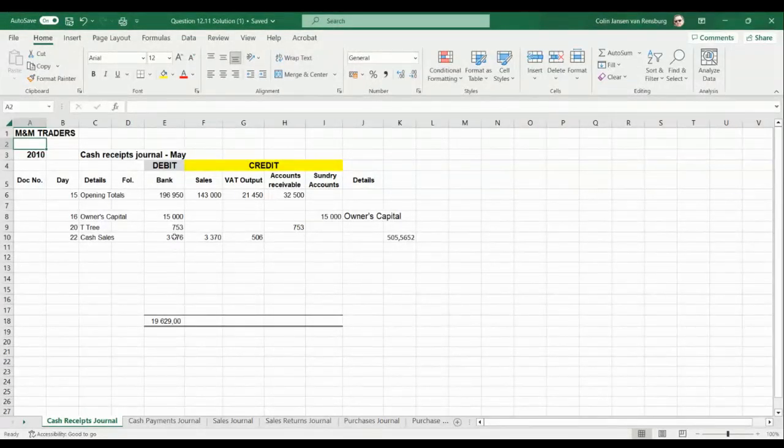So cash sales, we debited bank, we credited sales, we credited VAT output. So clearly it was not a credit sale, it was a cash sale as it indicates. So that did not go through our sales journal whatsoever, because only the credit transactions go through our sales journal. But now we've got this person here, T3. So we'll have to go and open an account for T3 as well. So let us go and do that.